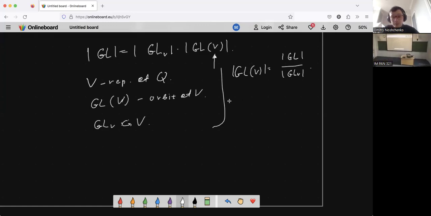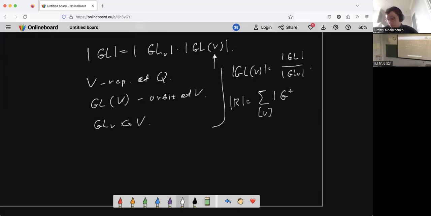But on the other hand, recall that we had this representation space, and the size of the representation space could be written essentially as a sum over equivalence classes of representations, and so this formula holds.